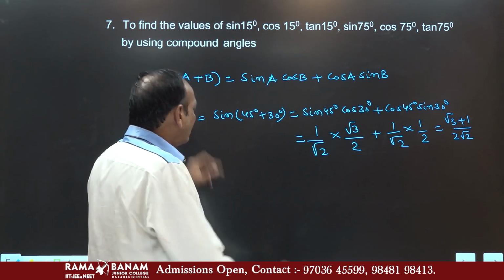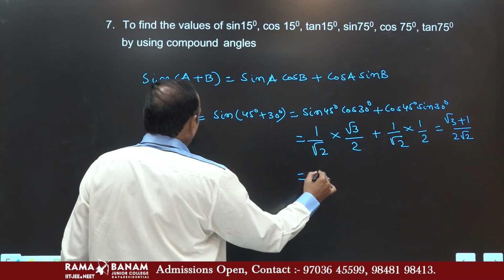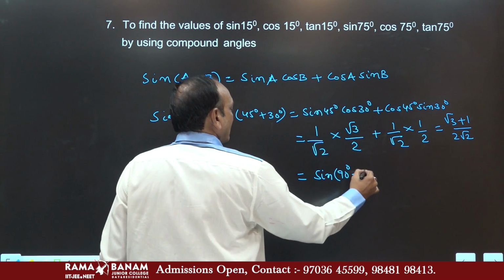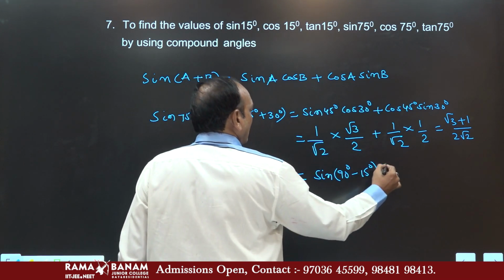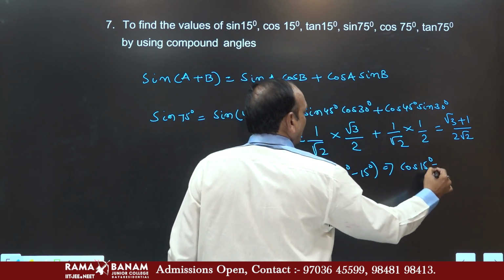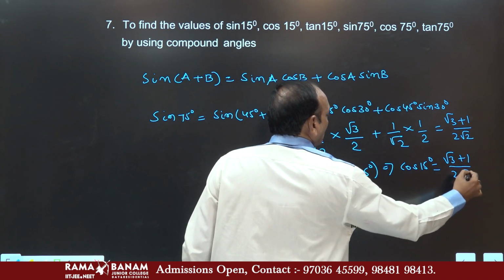But sin 75 can also be written as sin 90 minus 15. Sin 90 minus 15 degrees is equal to cos 15 degrees. So, cos 15 degree value is also equal to root 3 plus 1 by 2 root 2.